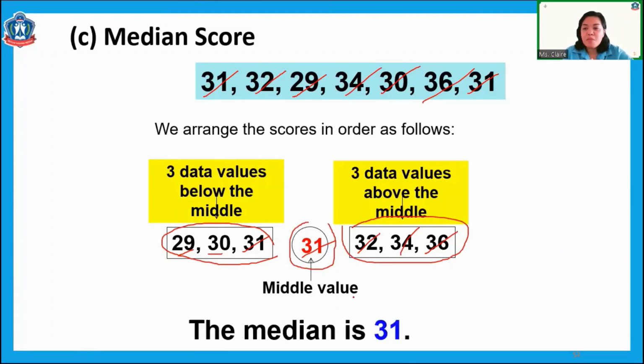Now, children, what is the mode? Remember, the mode is the number or value that appears the most. Yes, it's also 31 because there are two 31s here. The rest only appear once. So take note of the differences between mode and median.